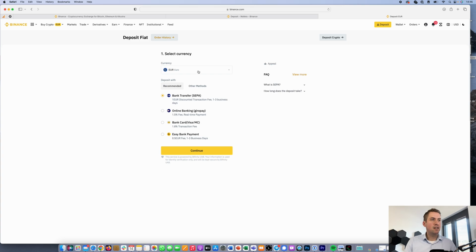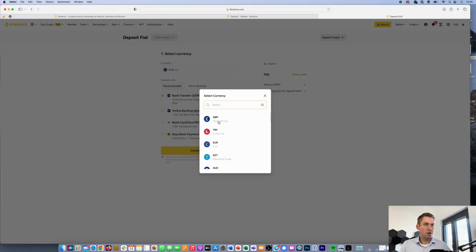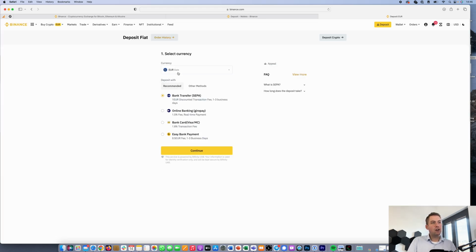And therefore, you just need to select your currency. I'm in Germany, so for me it would be euros. Or you can also deposit pound, Australian dollar, and so on. And once you select your currency, you can select how you want to deposit money. You can either do that via bank transfer.